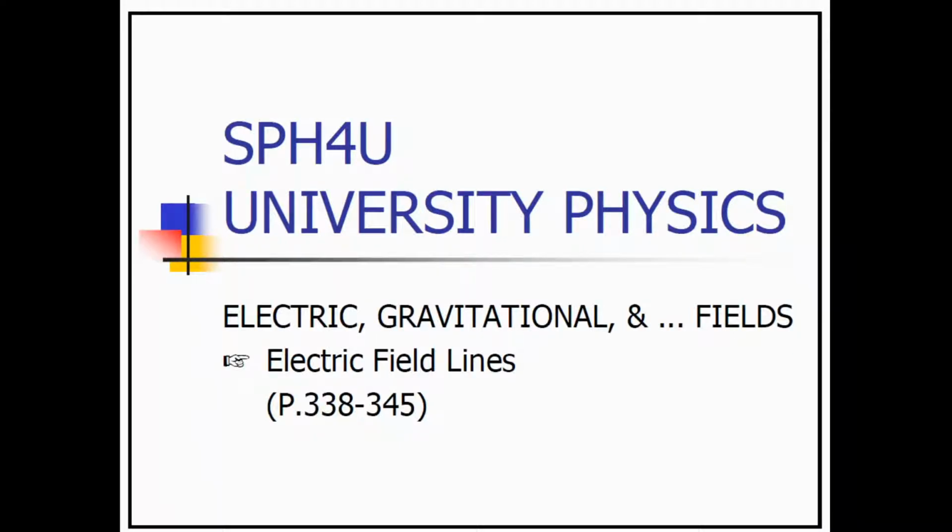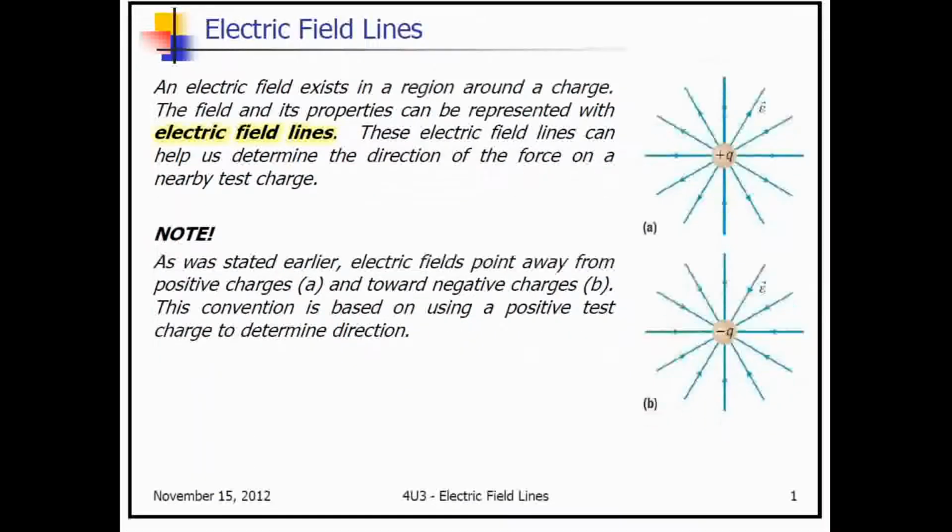So the next lecture in the electric field section of this Unit 3, which is electric, gravitational, and magnetic fields, is about electric field lines. We're basically going to take a part of section 7.3 from the textbook and look at it a bit more in depth. And when we're talking about field lines of any field, basically we're talking about the individual vectors.